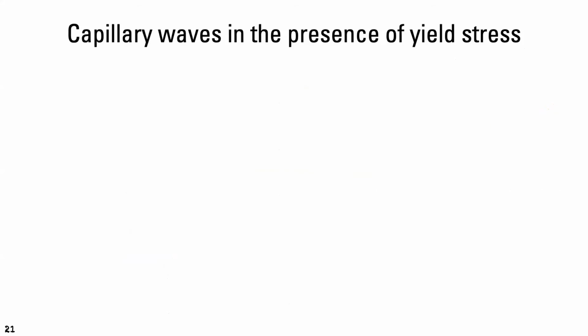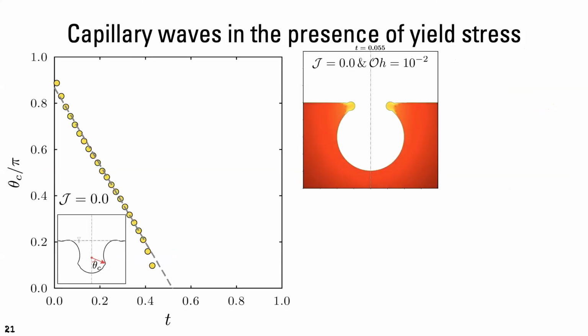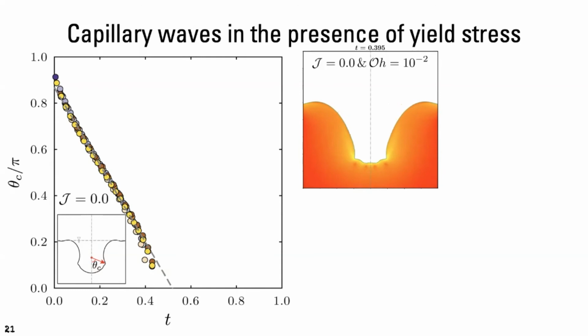Now, we know that capillary waves are very important in the process of bursting bubble. So in this part of the talk, we are going to focus on the effect of yield stress on the capillary waves. And for that, we track this capillary wave as it travels down the interface by looking at the angular location theta c. And for a Newtonian liquid, this capillary wave travels down with a constant angular velocity. And this angular velocity is independent of the Ohnesorge number, as long as the liquid is Newtonian.